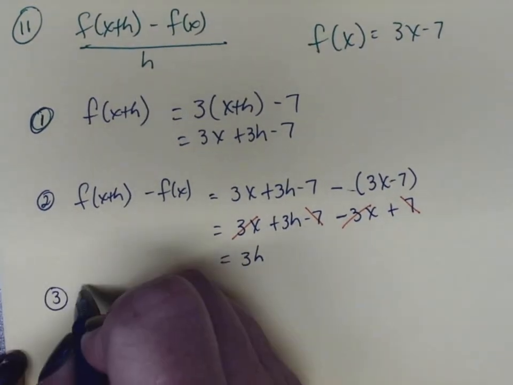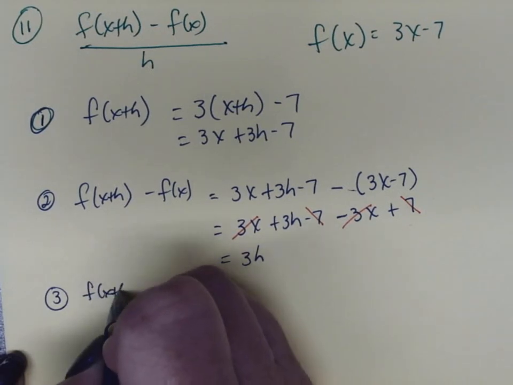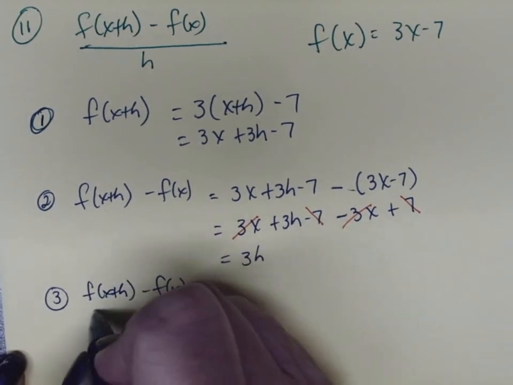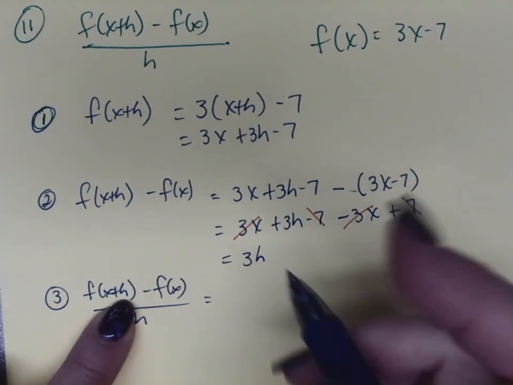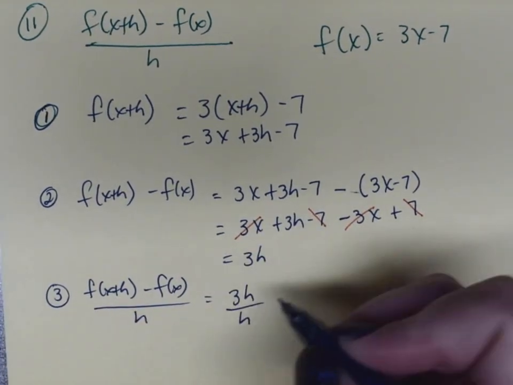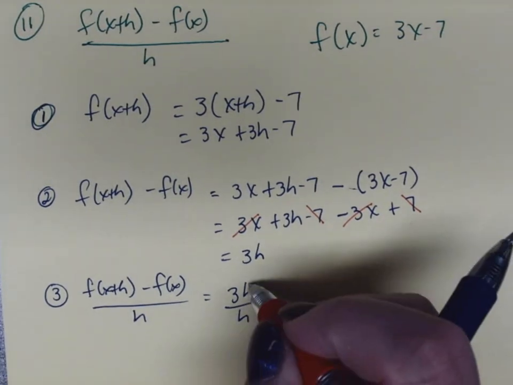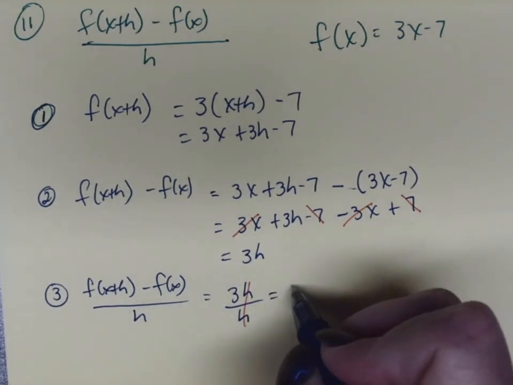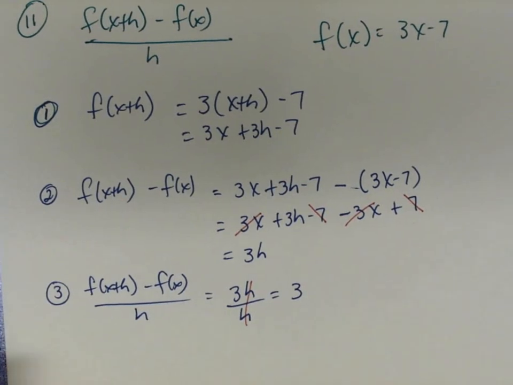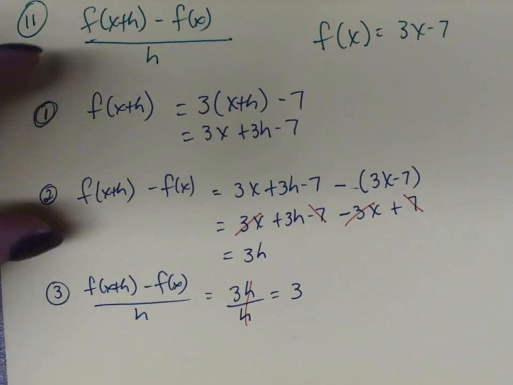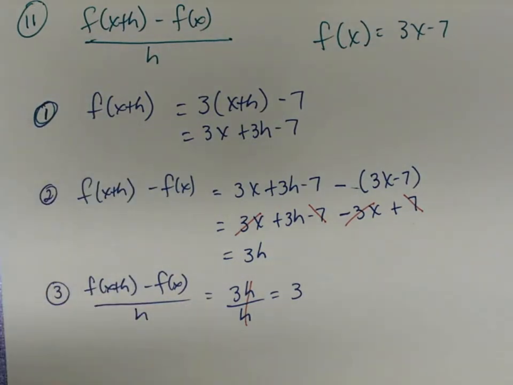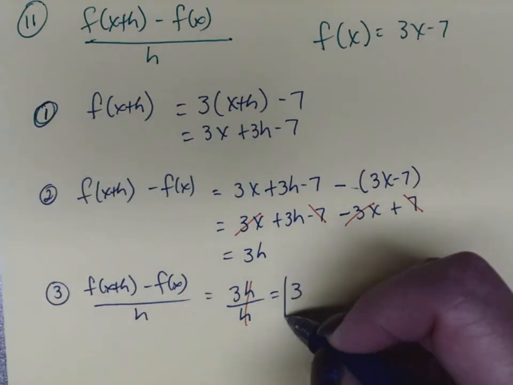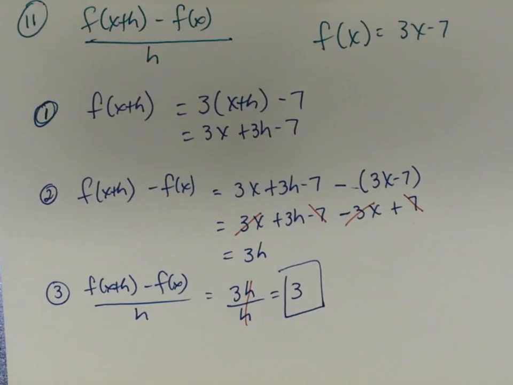Step 3 is going to be f of x plus h minus f of x all over h. Well, we already found this top part right here. Gets us 3h over h. And that will be equal to 3 because the h's will cancel. And again, you could put it all together in one problem and then reduce it, or you can step it out, whichever way you like. But that would be your final answer no matter which way you go. All right, let's look at number 12.